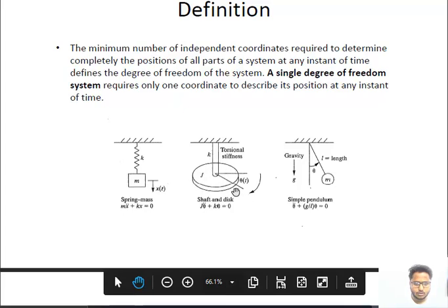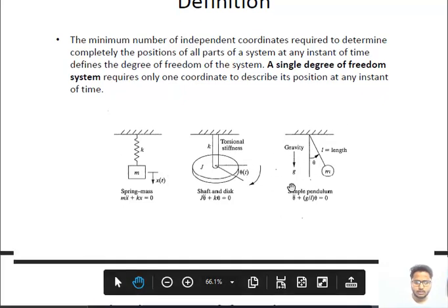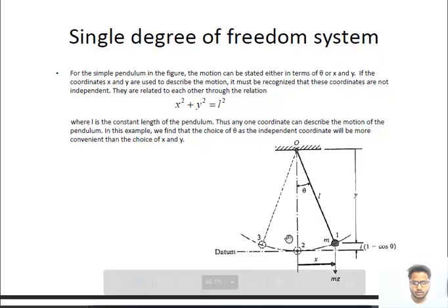Now there is a rotor which is twisted, having an angular displacement theta, which is independent of another coordinate system. So this is also a single degree of freedom system. Here we can see in the next slide another example of a single degree of freedom system. Here the simple pendulum is taken as the example.